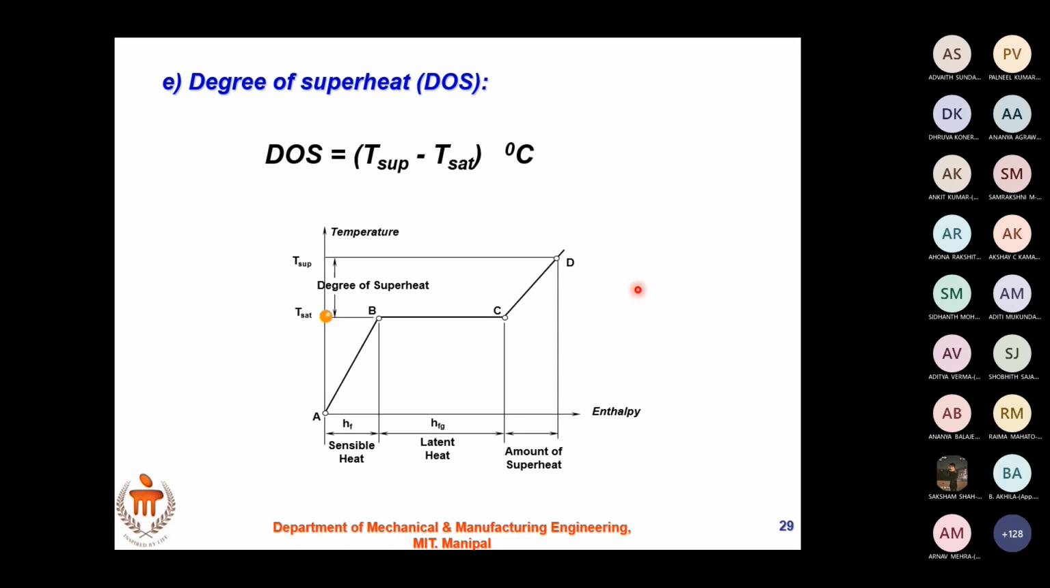Okay. So next, there is something called the degree of superheat. It is the degree to which it is superheated. This is just the difference between the superheated temperature and saturation temperature.